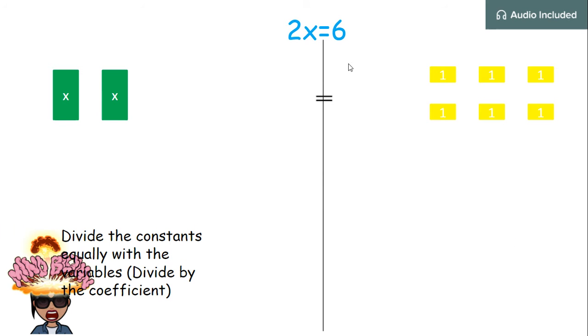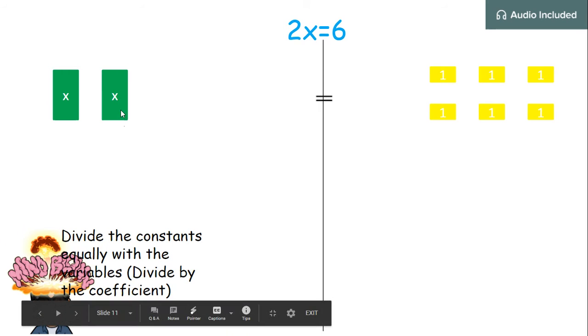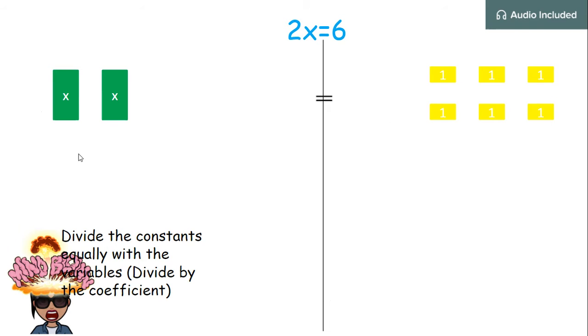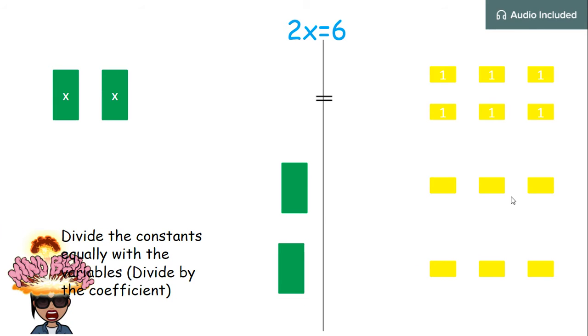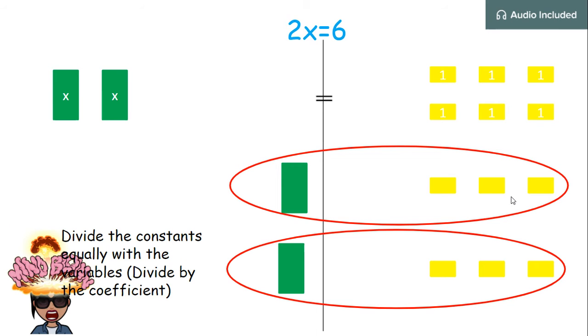So 2x equals 6. So now I have a number next to my variable. That means we're multiplying. So I'm going to have to do the opposite, which is division. So I'm going to divide them equally. So one x is going to get 3. Another x is going to get 3. So 1x equals 3. That is our result. Okay, so you're going to read it, x equals 3.